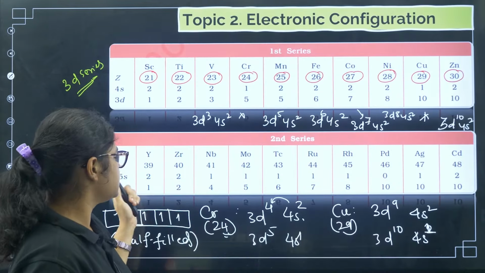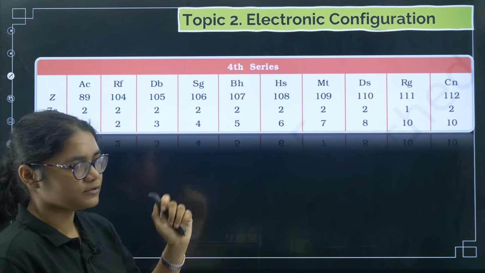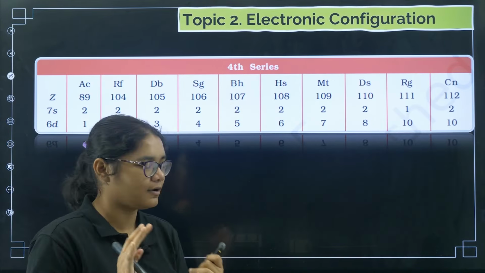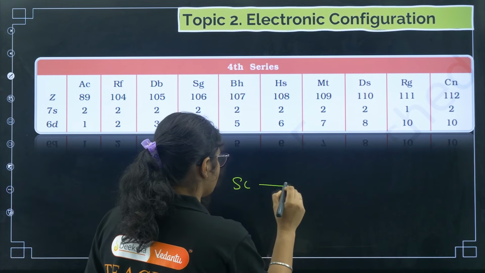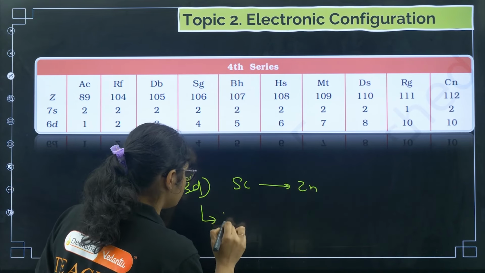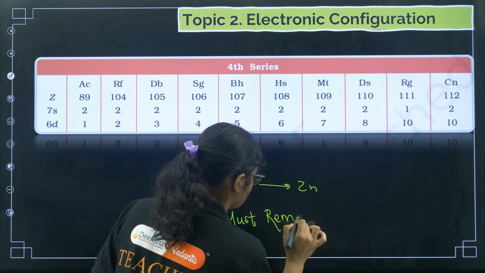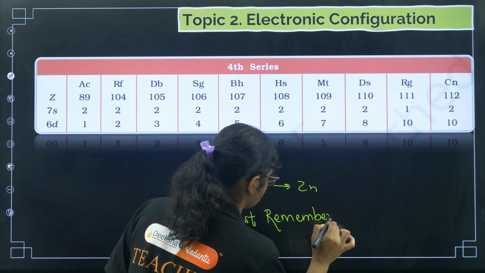Fine. So now this is your 4d series electronic configuration. You need not remember it. In 5d also, that is not required. For 3d you have to remember, that is from scandium to zinc. Okay, the 3d electronic configuration you must remember, otherwise you cannot do even the easiest of the questions.